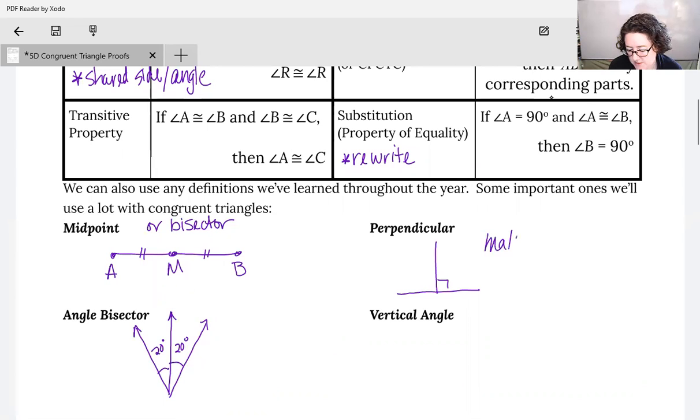So perpendicular lines always make 90-degree angles. And knowing that that's 90 degrees may let us prove additional information. Also, one of the biggies, vertical angles. So again, anytime you see kind of this X part of your diagram.